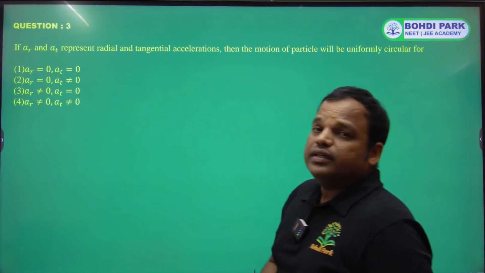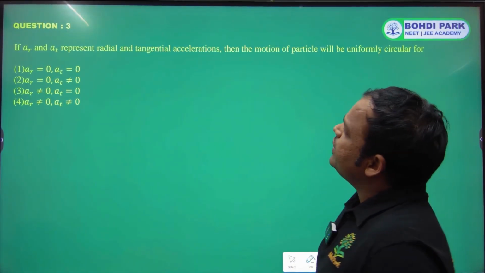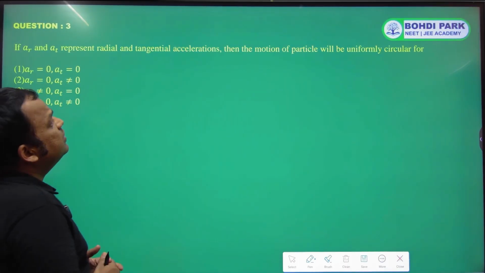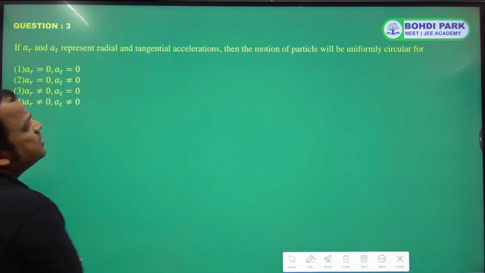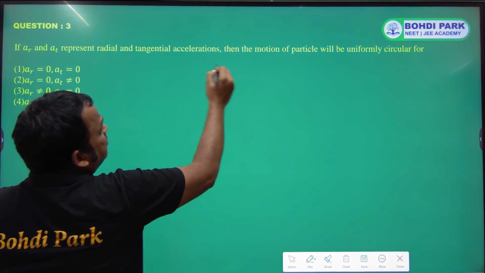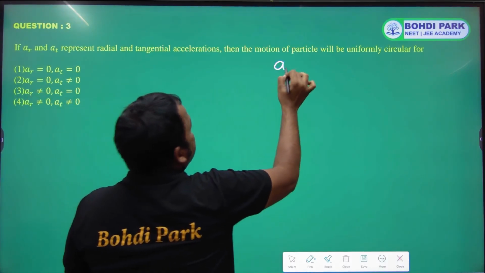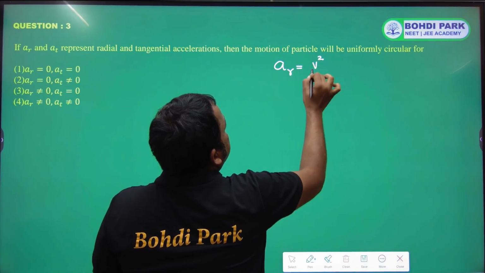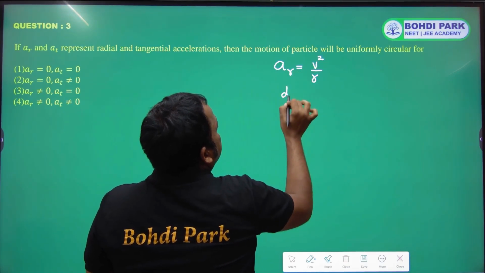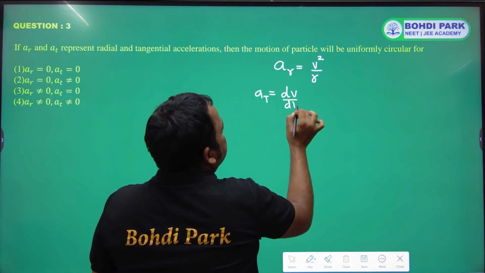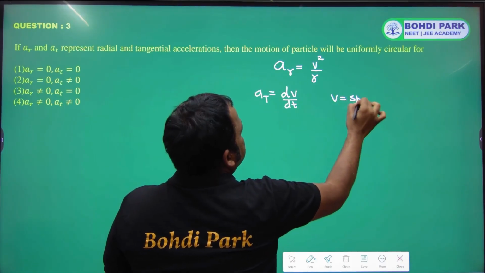Third question. AR and AT represent radial and tangential accelerations. Then the motion of particle is uniformly circular. So for uniform circular motion, radial acceleration is centripetal acceleration, it is v square by r, and tangential acceleration at is equal to dv by dt. Now v is the speed.